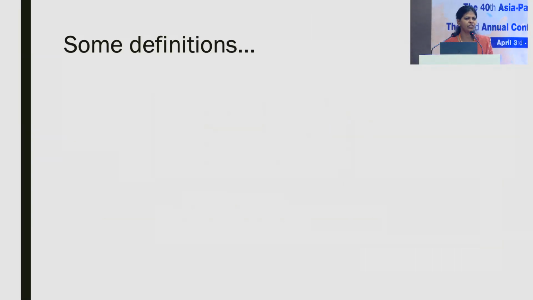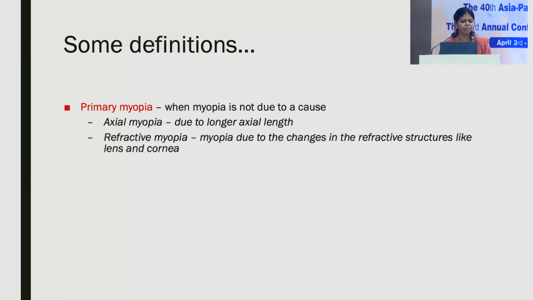So there are some definitions we need to know when we talk about myopia. So what is primary myopia? There are myopias which can be due to a lot of other conditions, and not all are amenable to these kind of measures that we are now talking about. So it should be a primary myopia, where myopia is not due to any cause. So it is either an axial myopia due to longer axial lengths or a refractive myopia due to changes in the refractive structures like cornea and the lens.